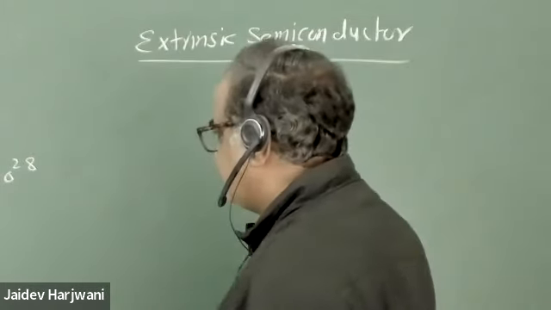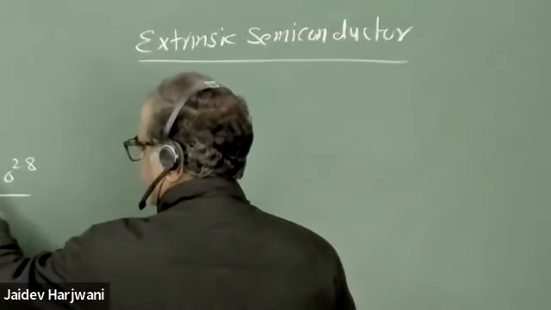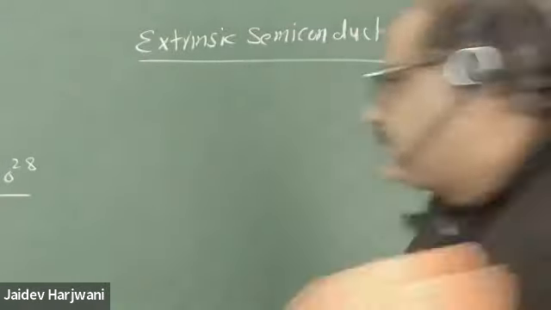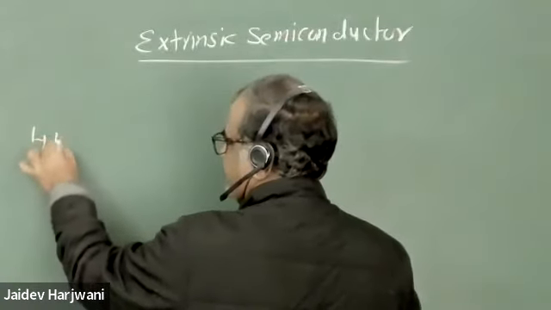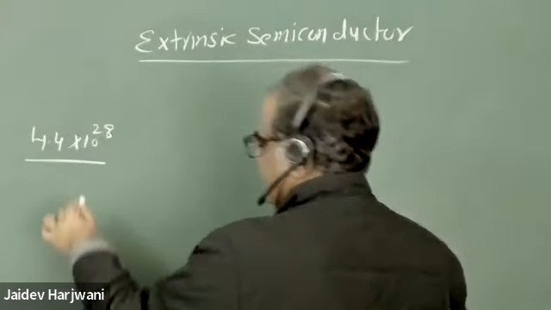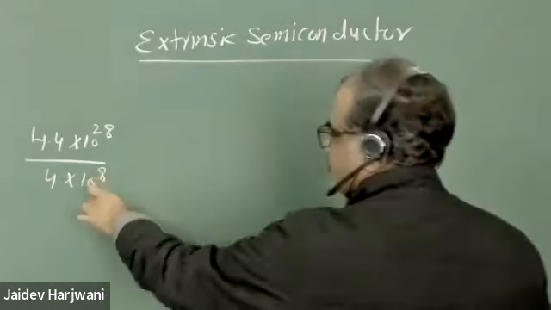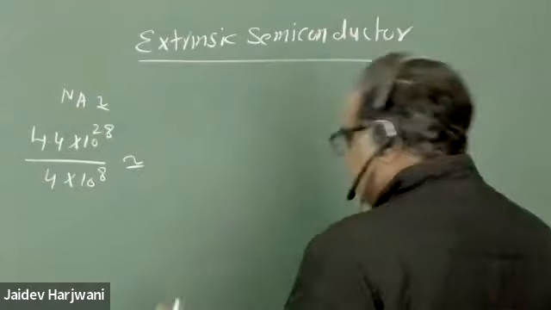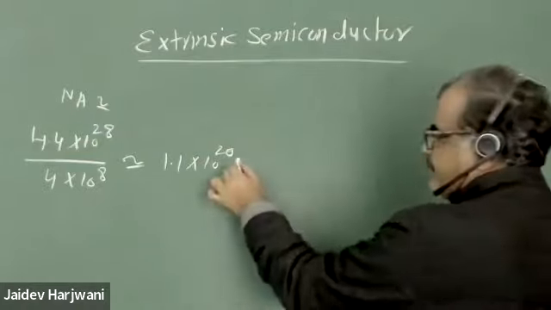When we solved this one, Na concentration was given as 4.4 into 10 raised to power 28, the total number of atoms, and they told us that each atom is replaced by this much impurity atom. From here we got the concentration of impurity atoms equal to 1.1 into 10 raised to power 20 per meter cube.